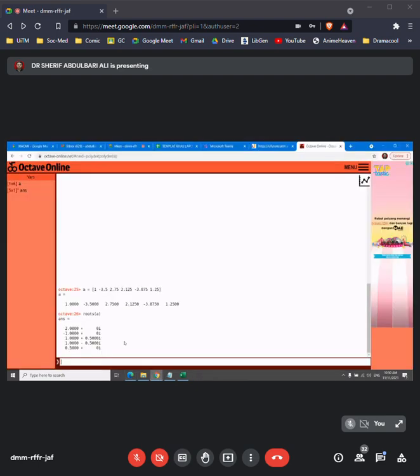Let's check. If I write polyval, when x is equal to 2, my polynomial will be equal to 0. How about negative 1? Negative 1, my polynomial is equal to 0. How about 0.5?